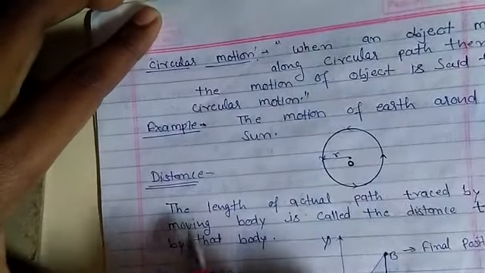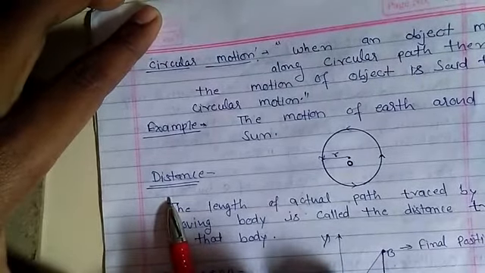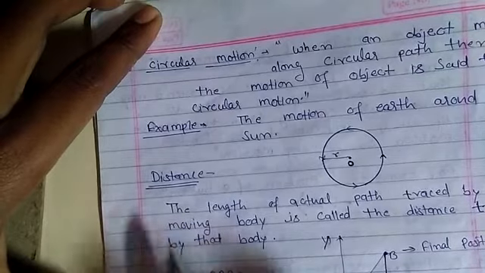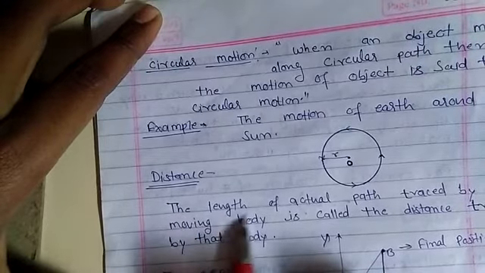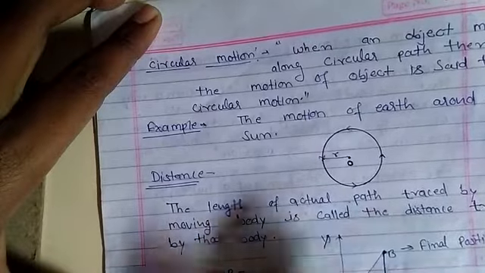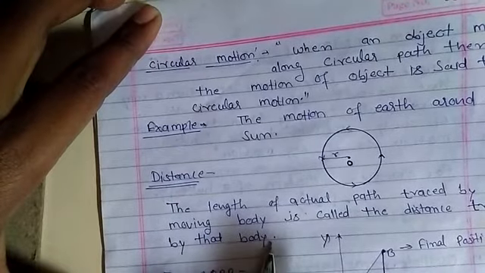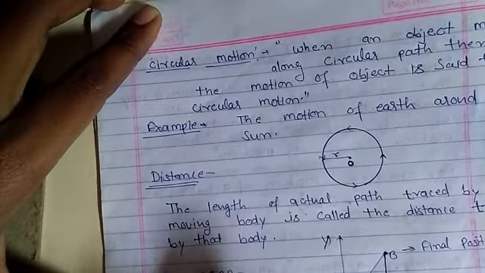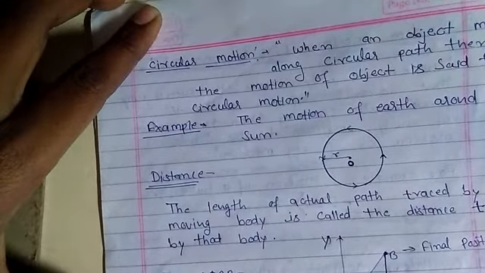Dear students, the next topic is distance. Distance is defined as the length of the actual path traced by a moving body. It means if any object is moving, then you will measure the total length traced or traveled by the moving body. That total length is known as distance.